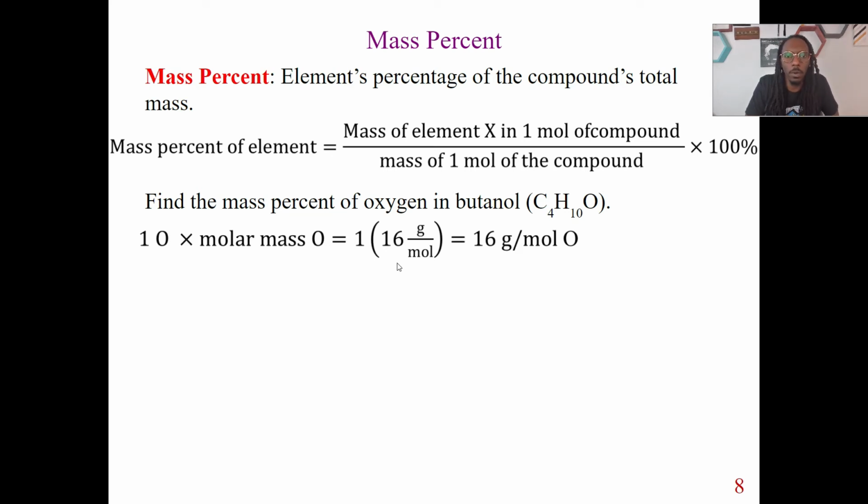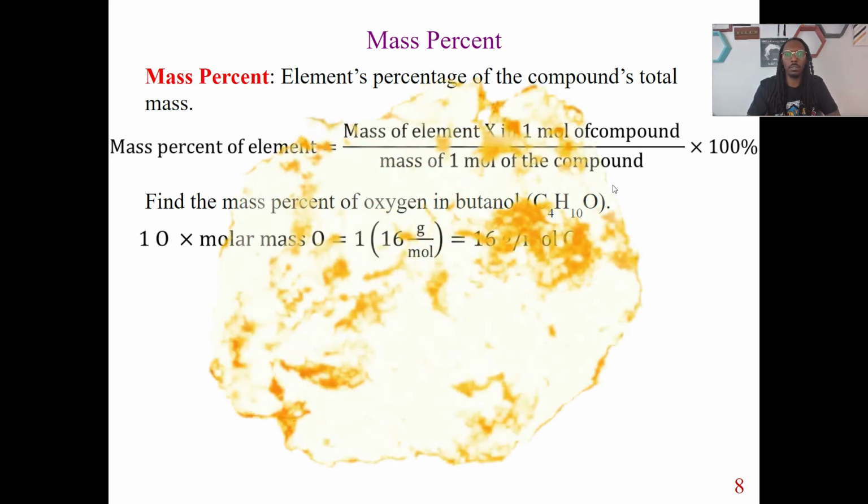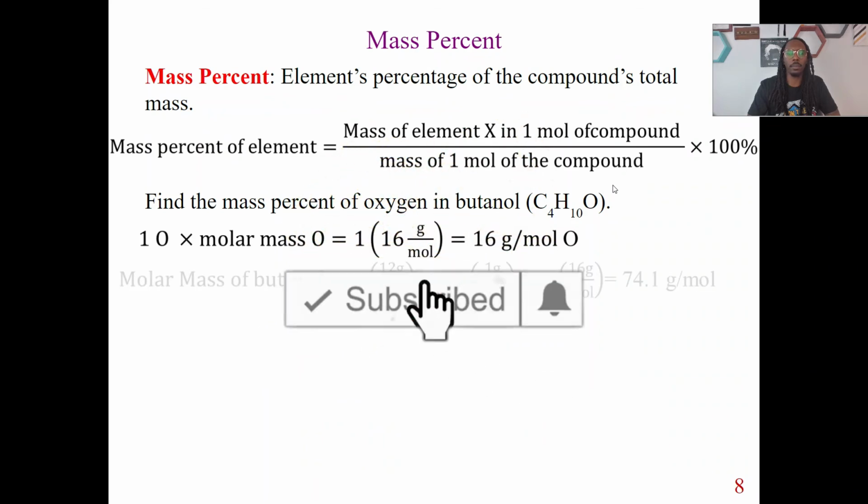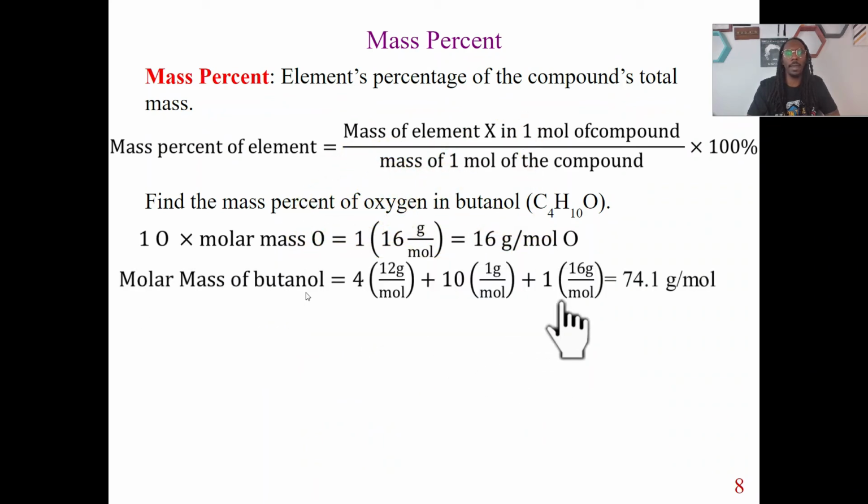Now, remember, I have grams per mole. Grams per mole is the molar mass. This is telling me that for every 1 mole of oxygen, there's 16 grams. Now that I know my oxygen, what about my mole of compound? If you want to find the molar mass of butanol, what do we have to do? We're going to add up all of our elements. That's all we're going to do.